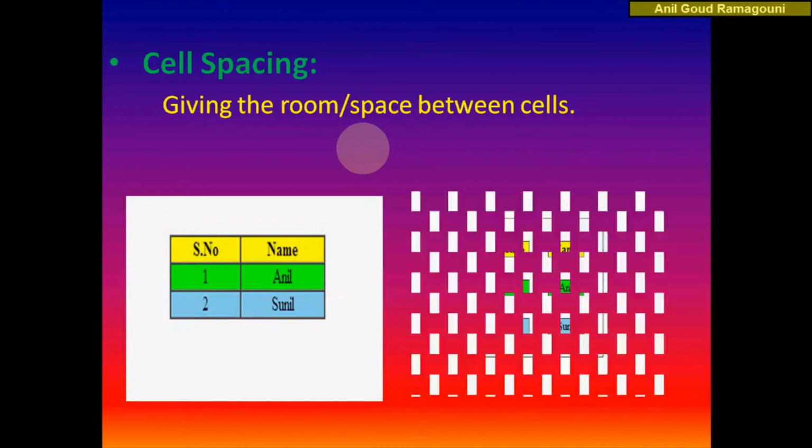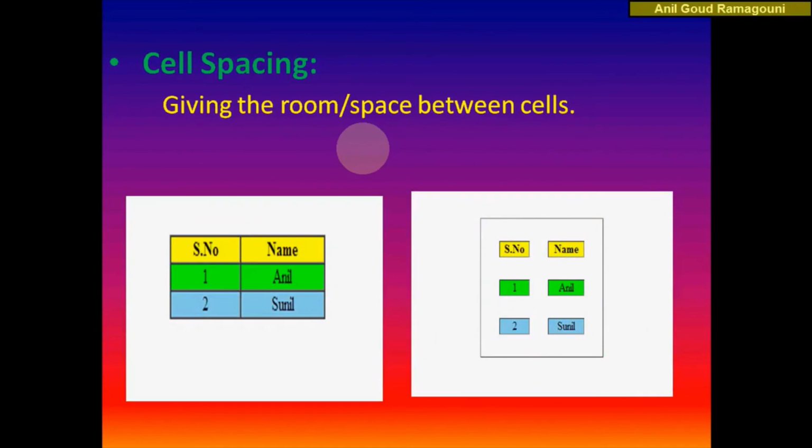So if we have a look at the graphical interface, cell spacing, this is a normal table without any cell spacing. If we apply cell spacing equal to some value like 30, then each cell, this is a cell, this is another cell, will be separated with a certain amount of width and height. Whatever the height and width is, is nothing but the value we provide for cell spacing. Depending on that value, each and every cell in the table will be separated in this way.